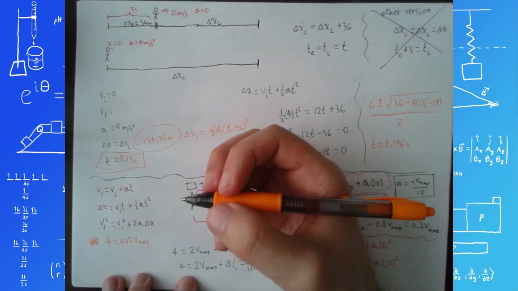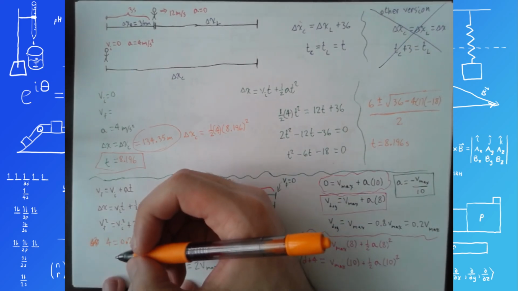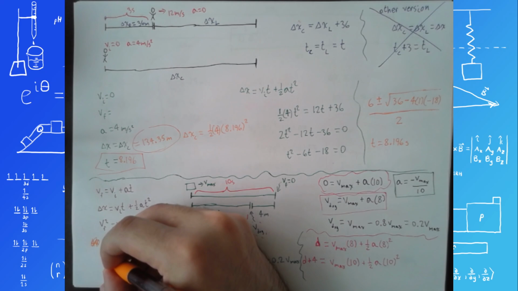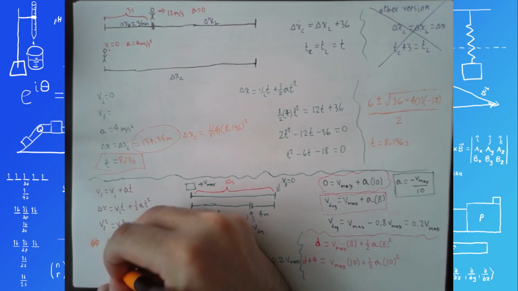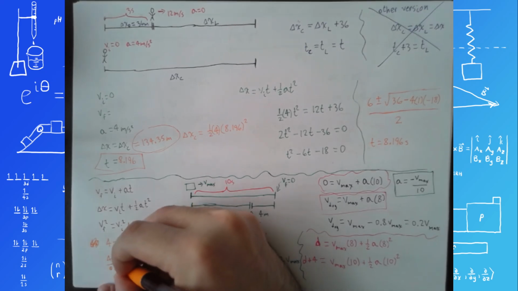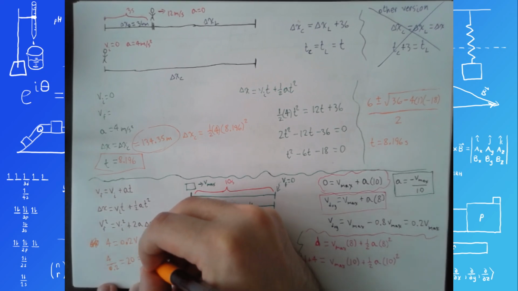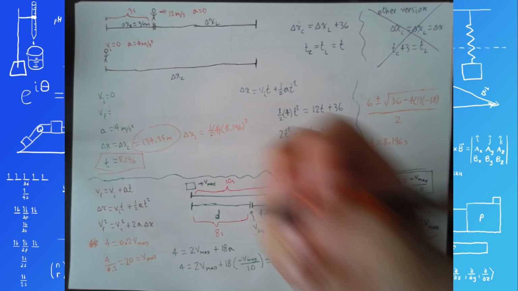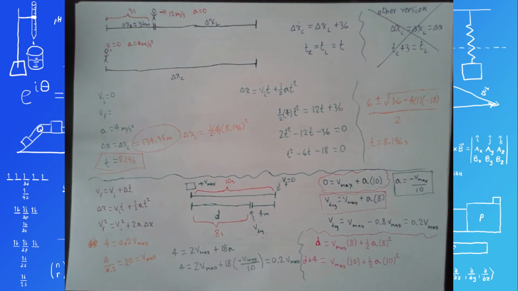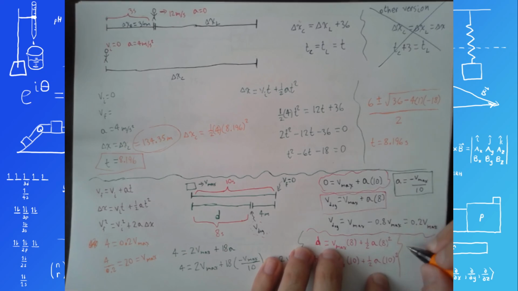Divide by 0.2. 4 over 0.2 equals 40 over 2 equals 20, which equals Vmax. Okay, so that gives us the value of Vmax, 20 meters per second. I guess I will list it down here: Vmax equals 20 meters per second.